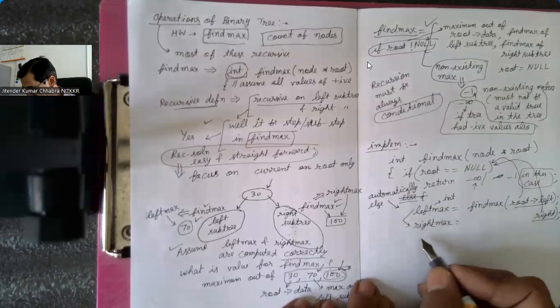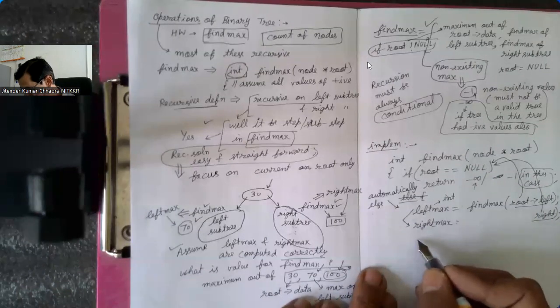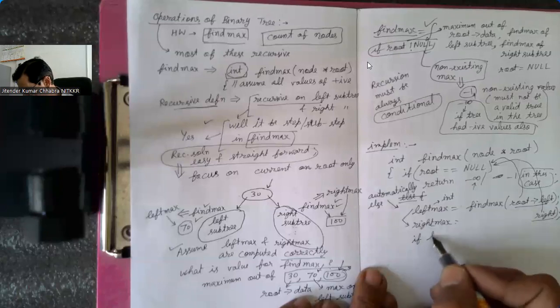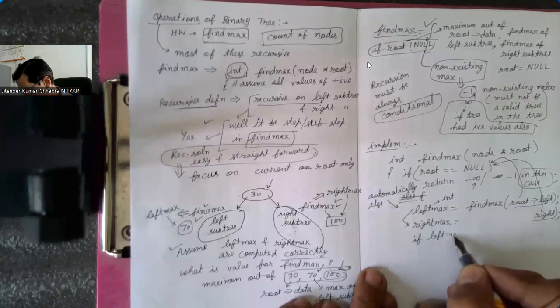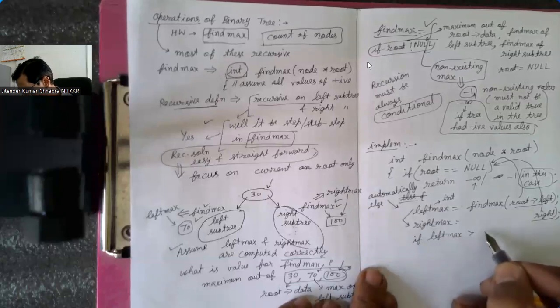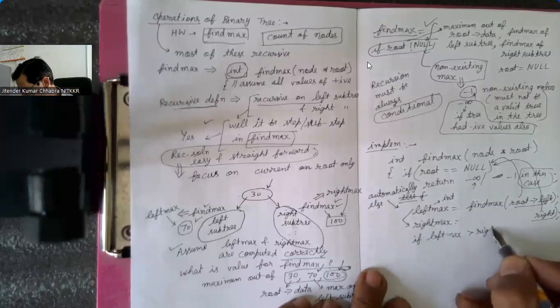So now I can say, okay, I can compare these two. So I can say, fine, I can compare if left max is greater than right max. So then I can say current max or some max I can take.